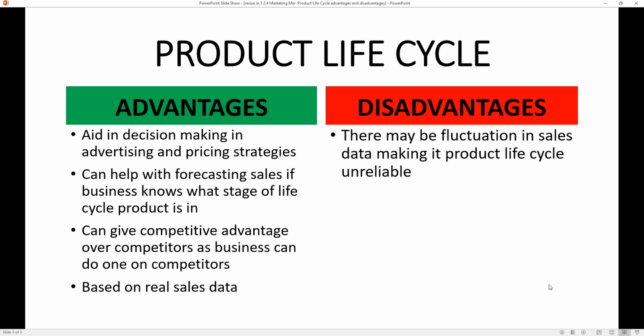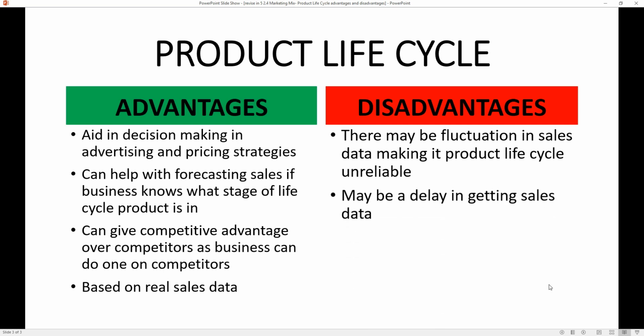Okay, so it ignores outside influences. For example, right now there's a pandemic going on. Sales of most businesses will have decreased because a lot of businesses have closed down for the pandemic. That does not mean their product life cycle is entering the decline phase. It just means obviously the business can't sell their products, so it ignores that.